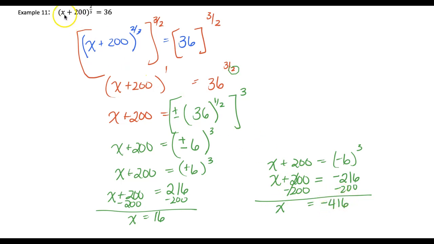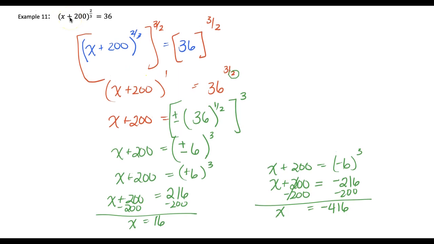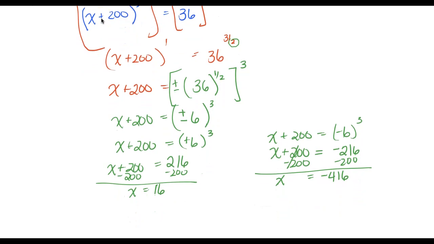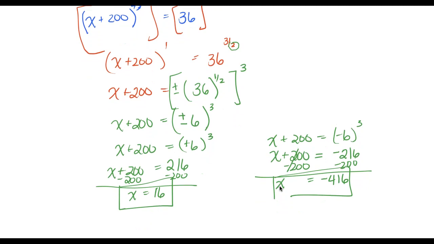And we can go back and check each one of those. Just looking at checking with the 16, I'll do it verbally. 16 plus 200 is 216. Using the 1/3 power as the cube root, that would give us 6, and 6 squared is 36. And then using negative 416, negative 416 plus 200 would give us negative 216. The cube root would give us negative 6, and then squaring a negative 6 is also positive 36. So both of those do work. And that ends example 11.